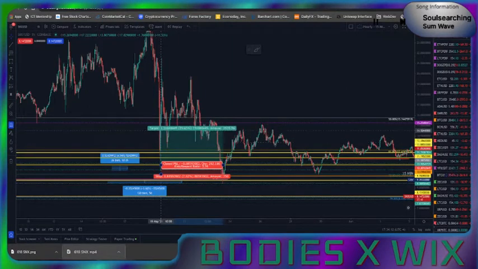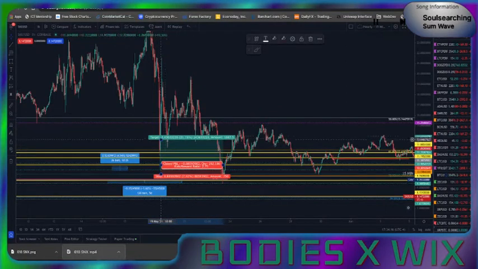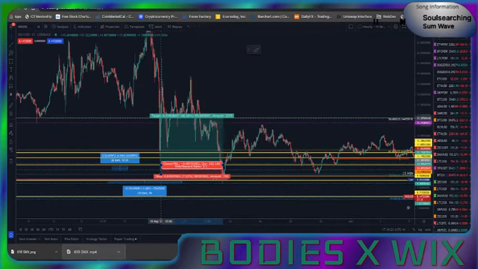Let me get this off the magnetic field here. Right there is your 3 to 1, right? You want to up it to 5 to 1, there it is.